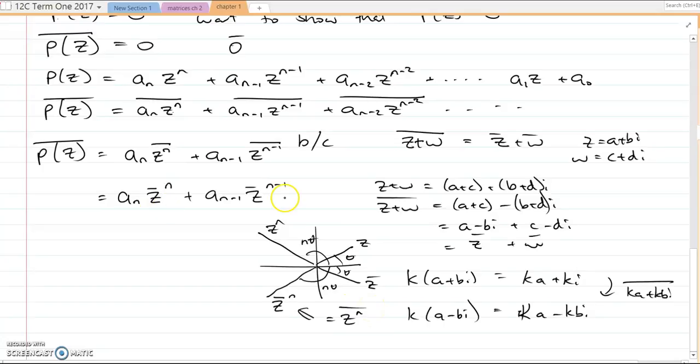Alright? And which means now this is showing that this is equal to the conjugate, just shoving the conjugate into that formula, which therefore means p of z conjugate equals 0, which means z conjugate is a root, and we're done.